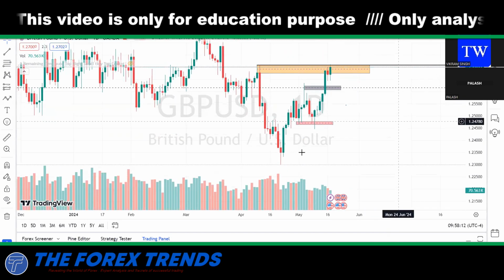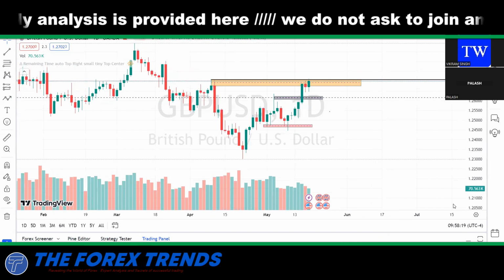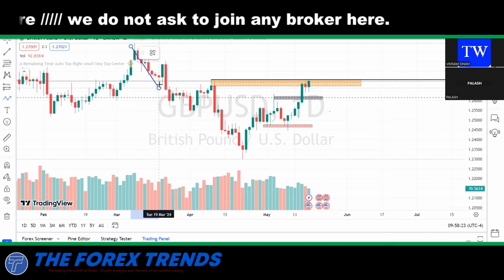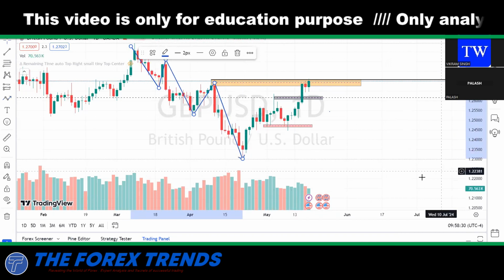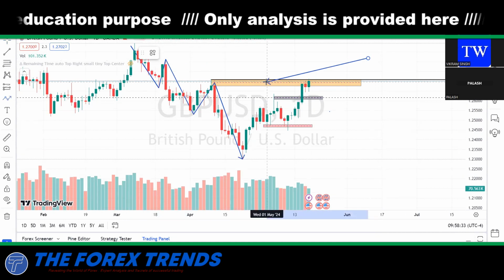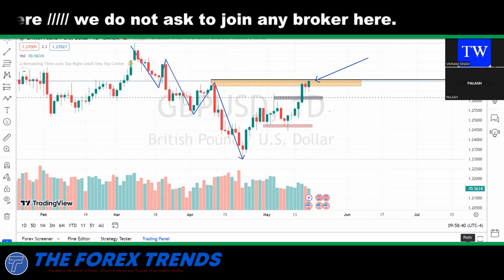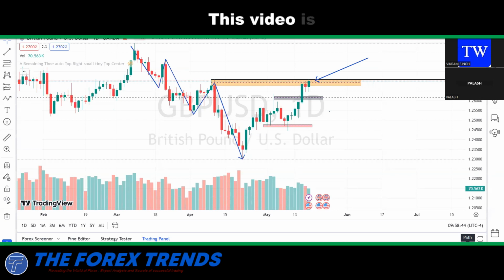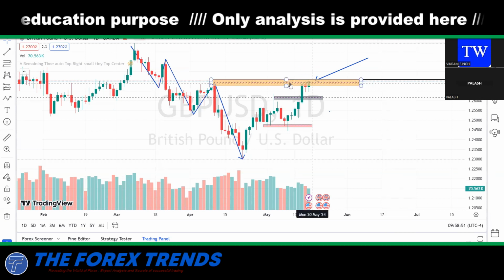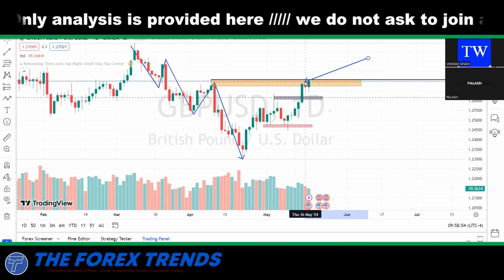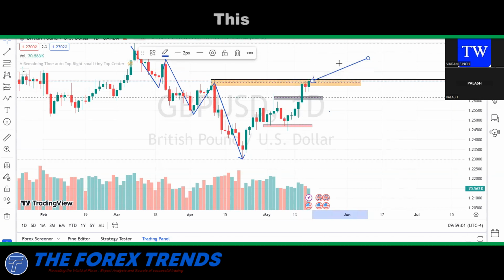In GBPUSD, on the daily chart, it is bearish at the structural level. This is the structure of GBPUSD, and it is the last resistance of GBPUSD. And in my previous video, I think I told you to initiate a sell position if we find the price here. Actually, I had initiated a sell here. If you want to check, let me show you.